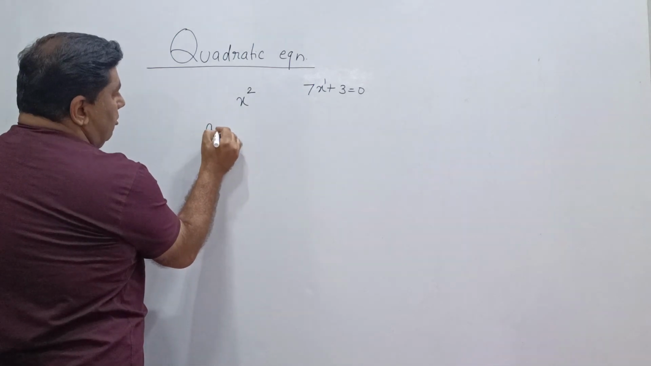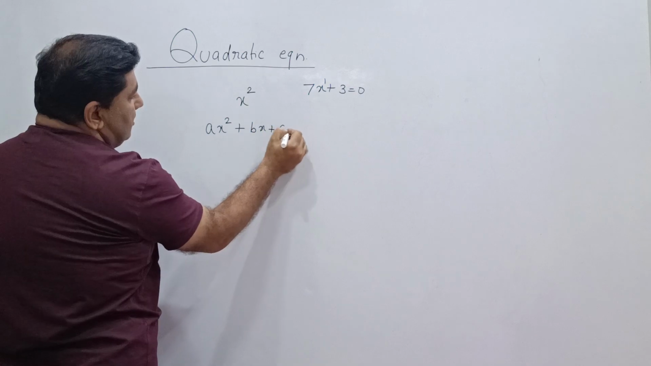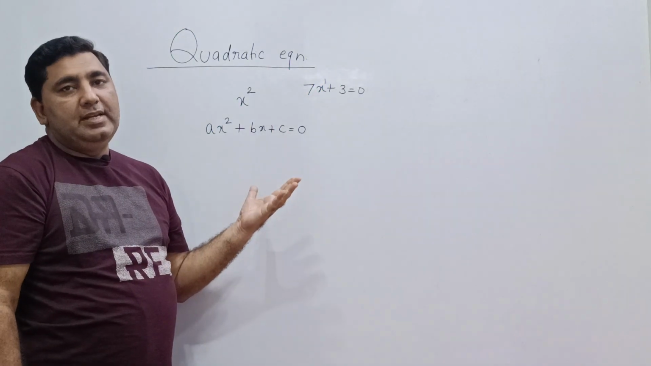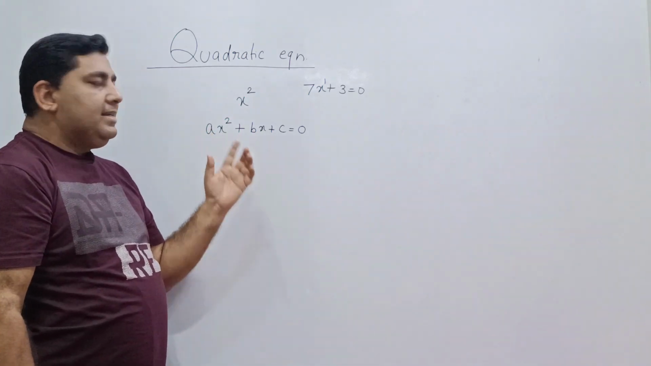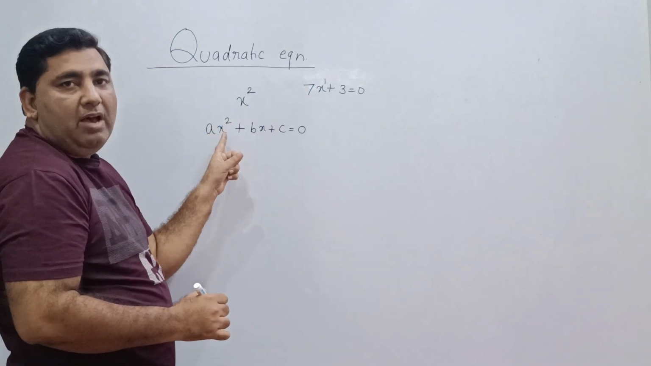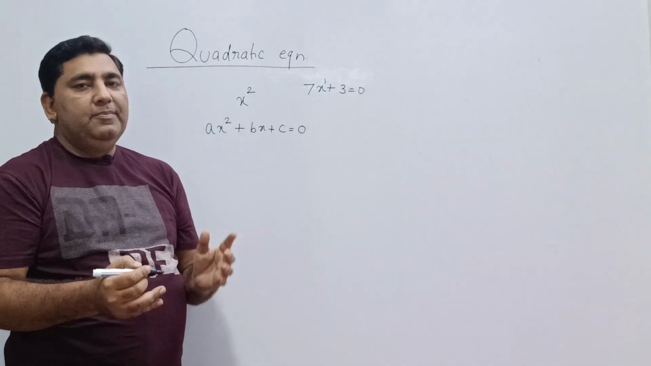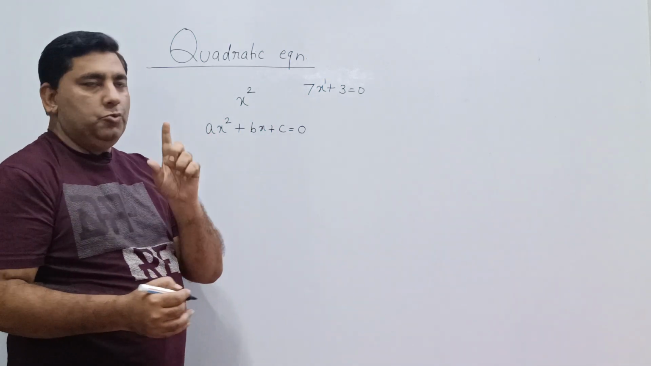The general equation of the quadratic equation is ax square plus bx plus c equals to 0. This is called the general equation, where a, b, c are constants and x is the variable. Here you can see the maximum power of x is 2, so this is called the quadratic equation. It will have two roots because the degree is 2.